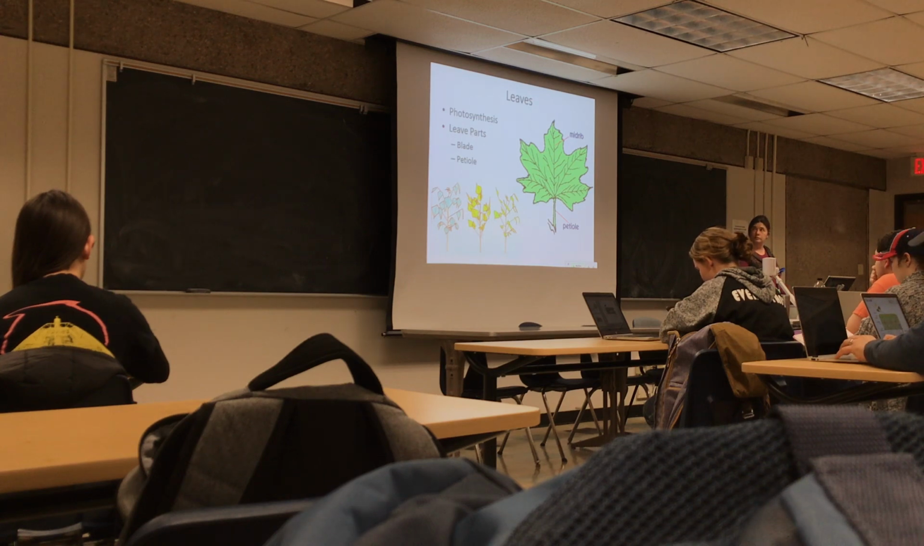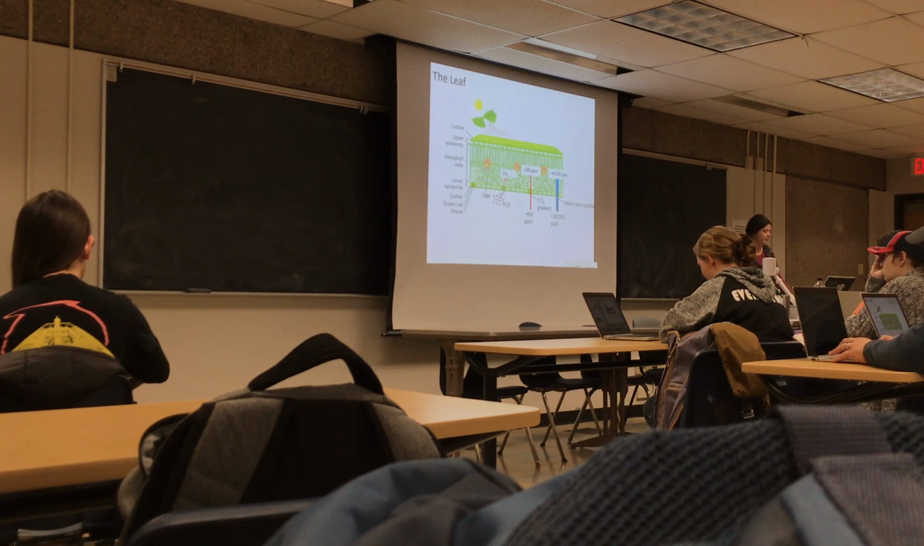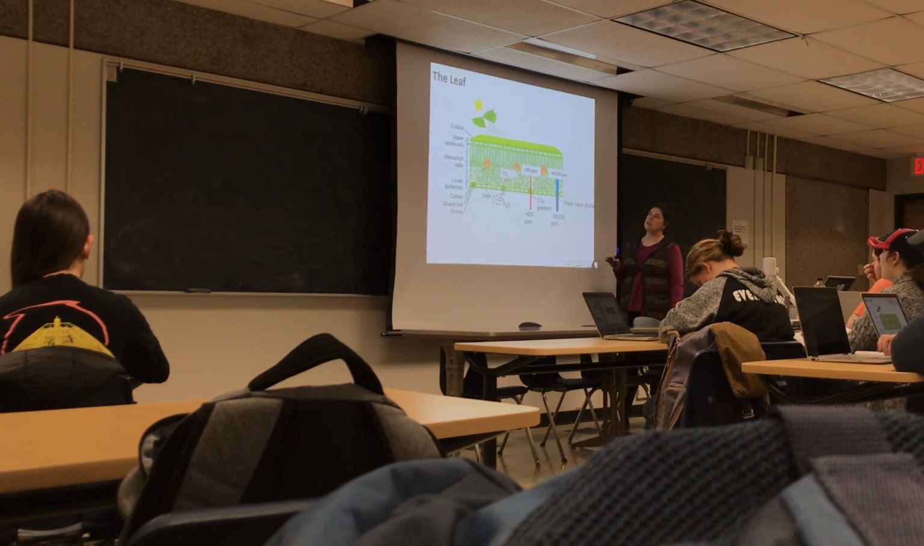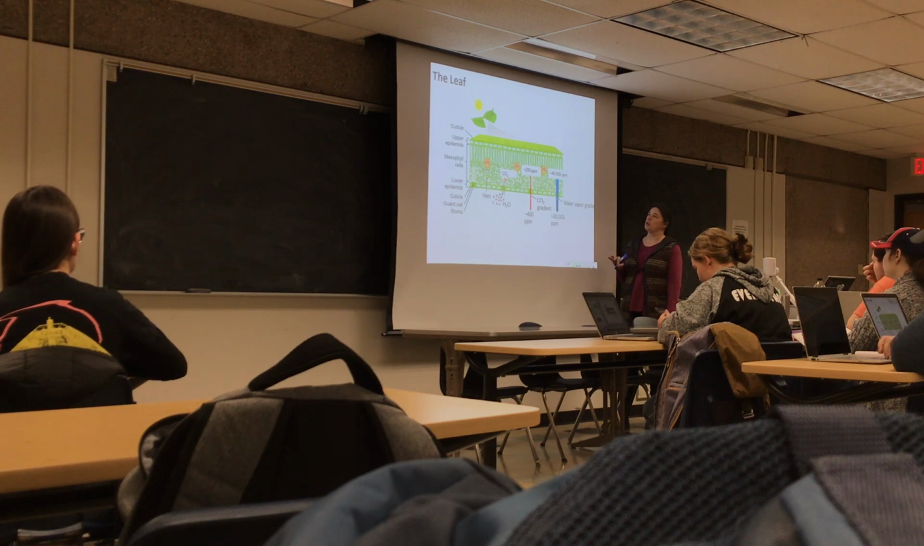Other questions? All right, so that's leaves. Let's take a closer look at the leaf here. There are multiple cell layers in the leaf. We're not going to go into too much detail about photosynthesis and how that works because it's very heavy on the cellular molecular side, but we're going to touch on it generally.